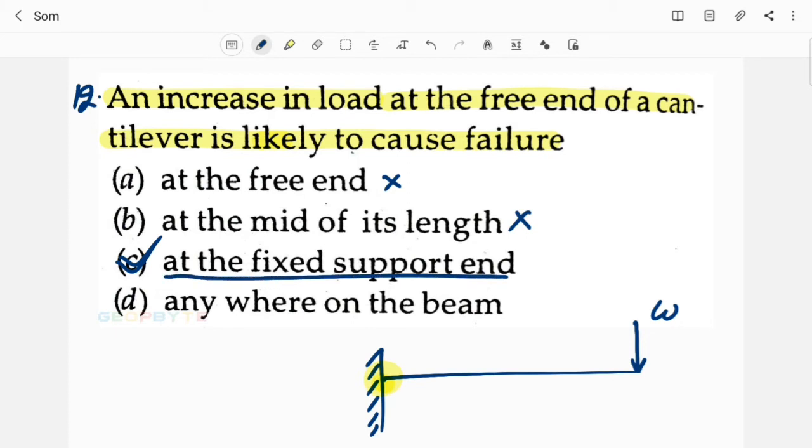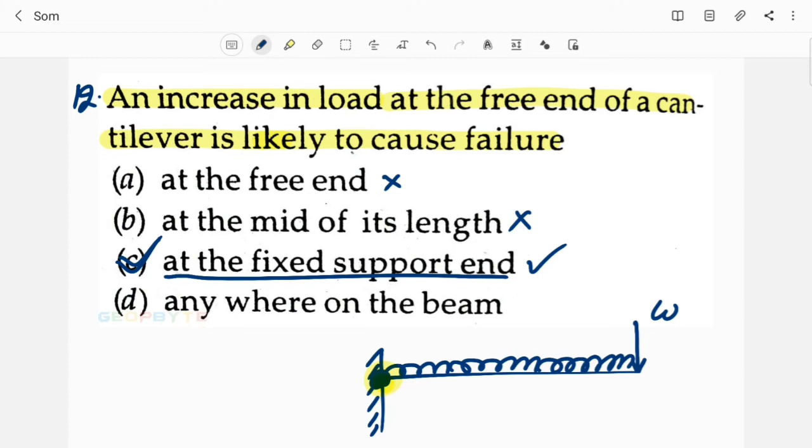Remember, even if the cantilever beam is subjected to combination of point loads and UDL or only UDL, the maximum bending moment is occurring only at the fixture. Therefore, chance of failure is more at the fixture point only. Therefore, option C is correct. I hope you clearly understood. Even if the beam is subjected to UDL, in addition to the point load, it is likely to fail at the fixture only.